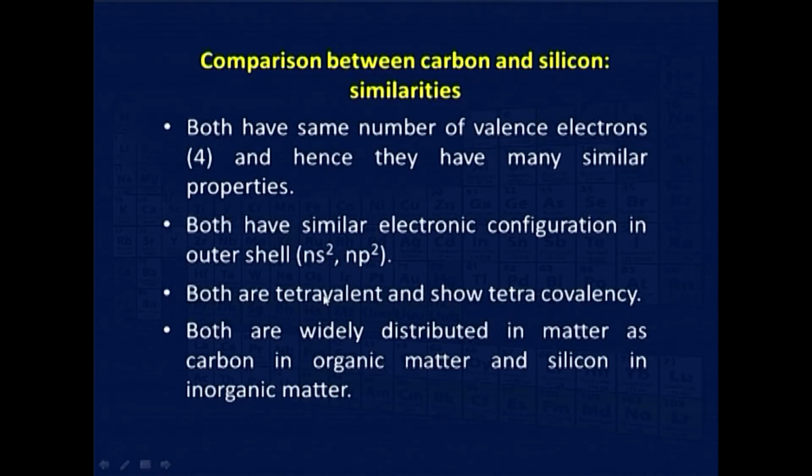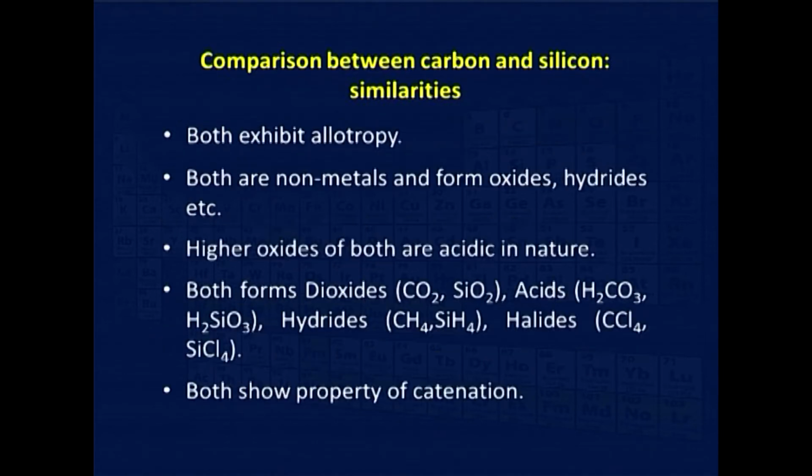Both are tetravalent and show tetracovalency. Both are widely distributed in matter, carbon in organic matter and silicon in inorganic matter. Carbon and silicon both exhibit allotropy, both are non-metals and form oxides, hydrides, etc. Higher oxides of carbon and silicon are acidic in nature. Carbon and silicon both form dioxides, carbon dioxide and silicon dioxide, acids like carbonic acid, hydrides like methane, CH4 and SiH4, and halides like carbon tetrachloride and silicon tetrachloride. Both show the property of catenation, making large compounds.